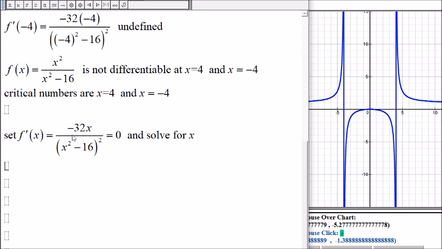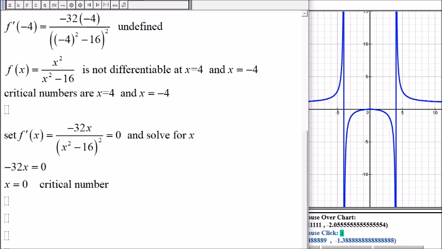And so right here, this quotient is equal to 0. The only way that this can be 0 is if the numerator is 0, meaning the minus 32x has to equal 0. That's the only way this quotient could be equal to 0, if the top is 0. And so dividing by negative 32, x is equal to 0. So this is also a critical number. And that's what we're seeing right here.